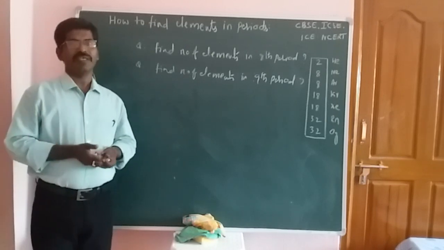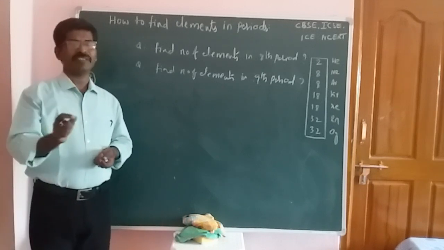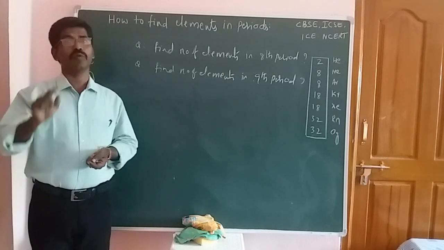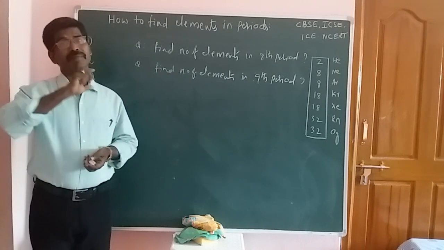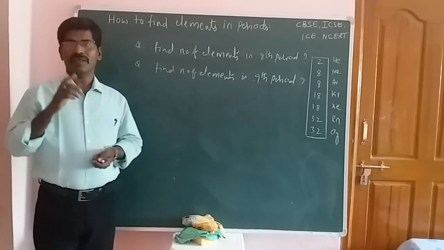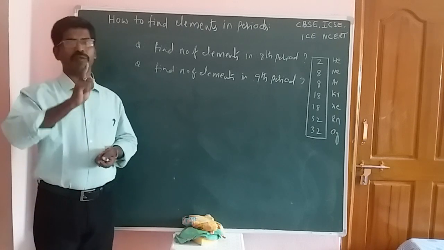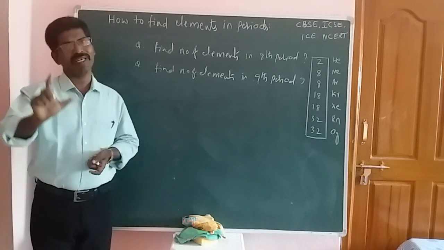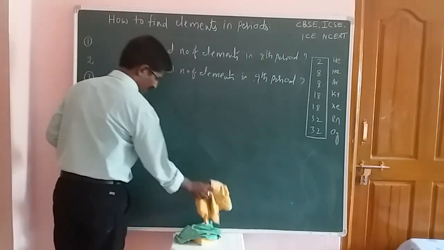Okay, principles. So the first principle is for odd-numbered periods: the number of elements is equal to [(n plus 1) by 2] whole square into 2 formula. And the second principle is for even-numbered periods: the number of elements is equal to [(n plus 2) by 2] whole square into 2 formula. Okay, students. Now that is the important trick.